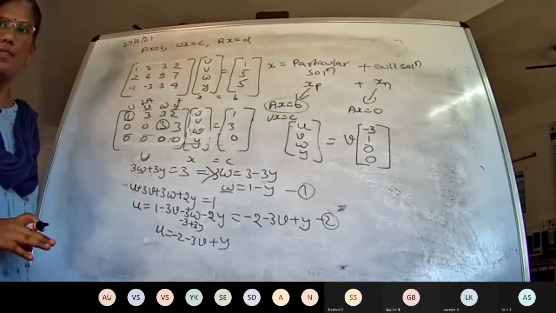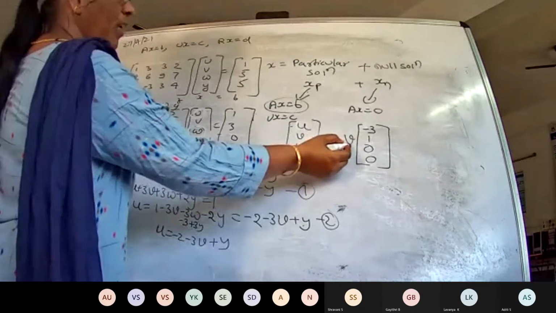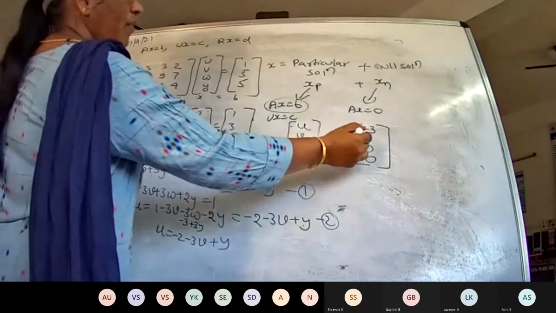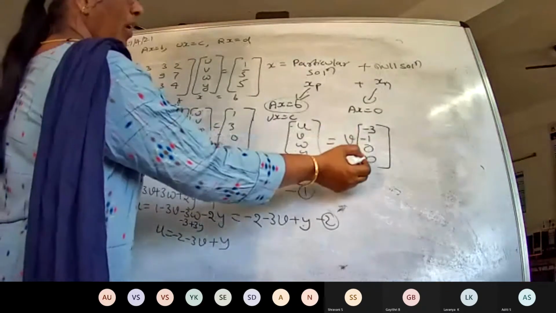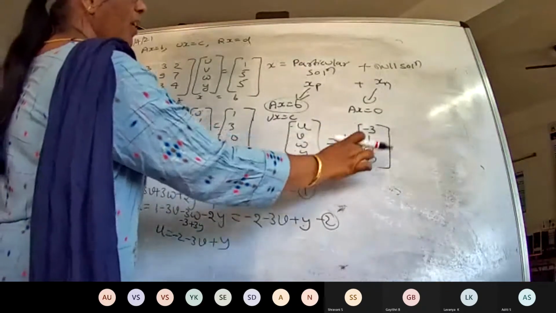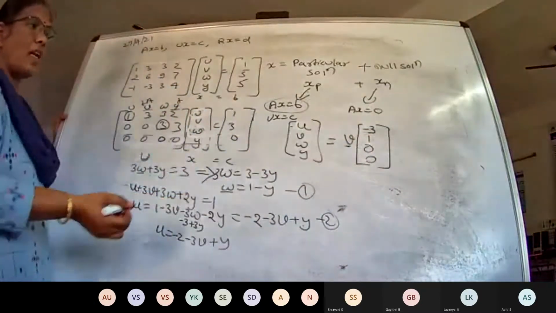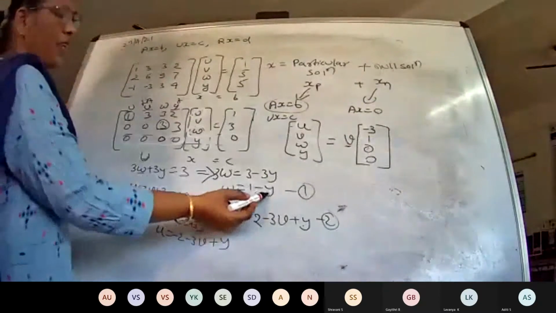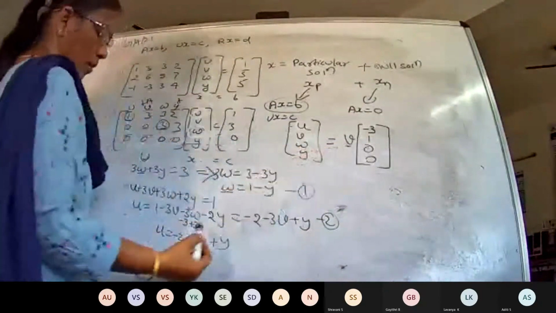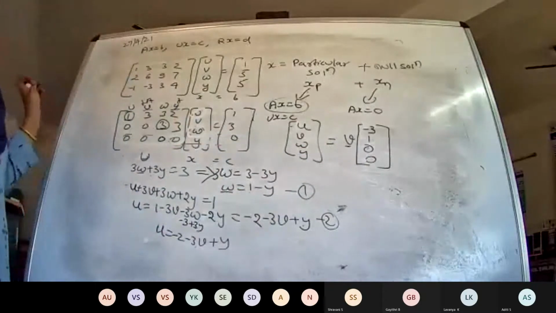How to write? See, whenever you are having one free variable, you are writing for V. So it will be 1 here and 0 here. And whenever I am writing for Y, it will be 0 and this will be 1, alternating. And for the pivot variables, you have to check where V is. V is not present, so 0 in W, and in U it is minus 3, write it as minus 3.